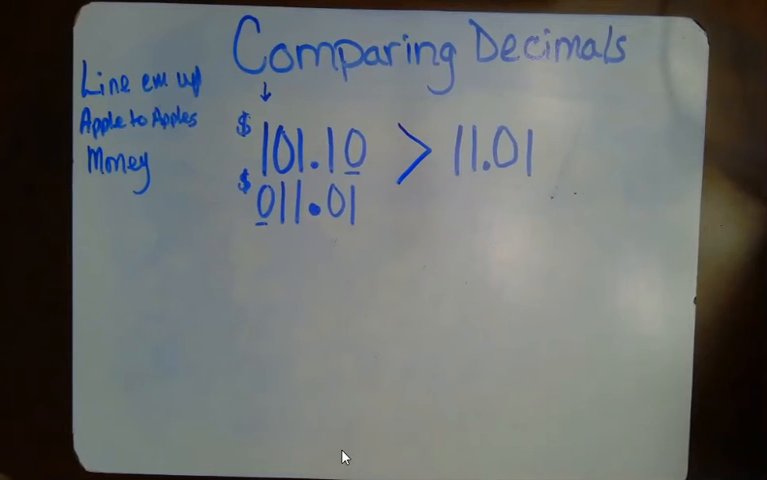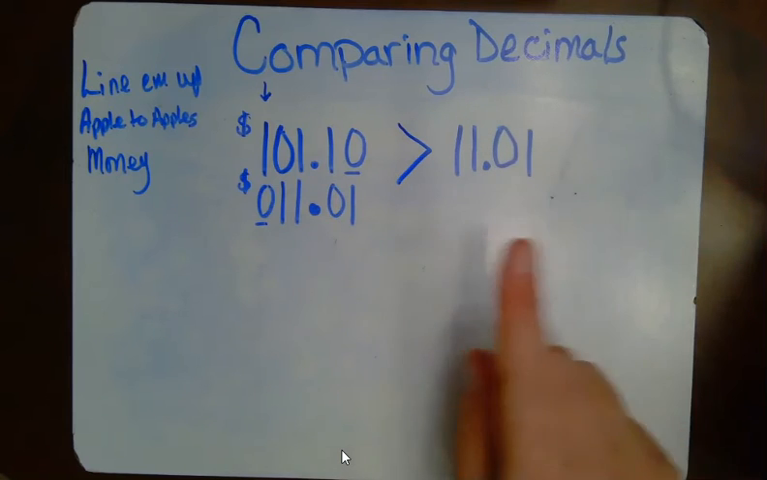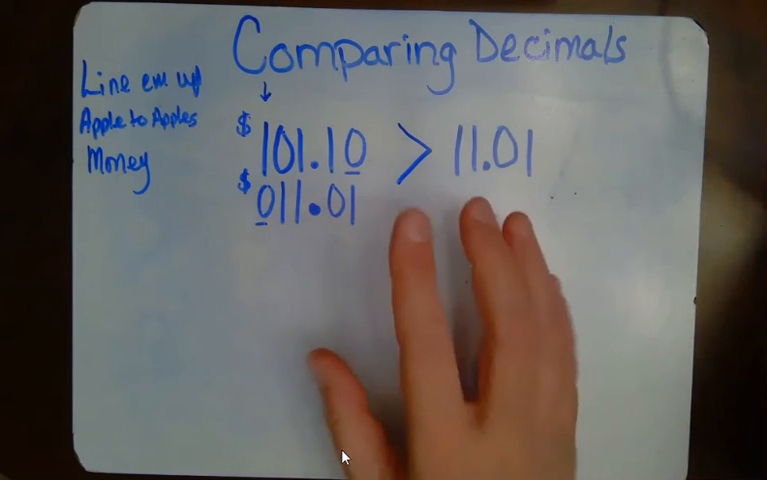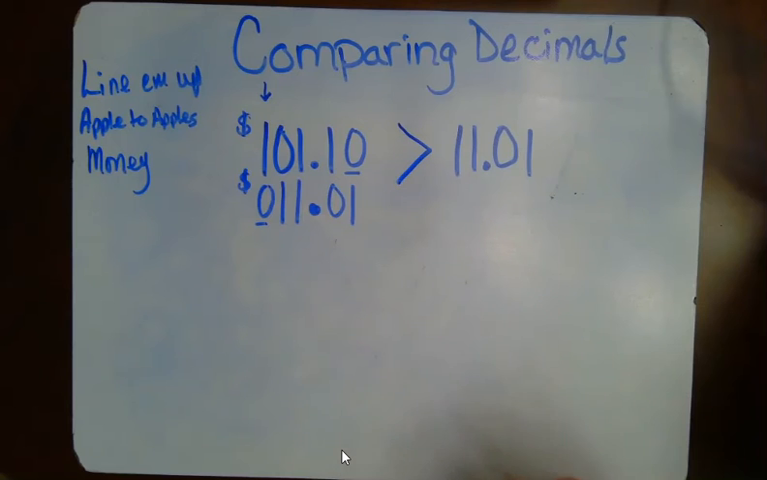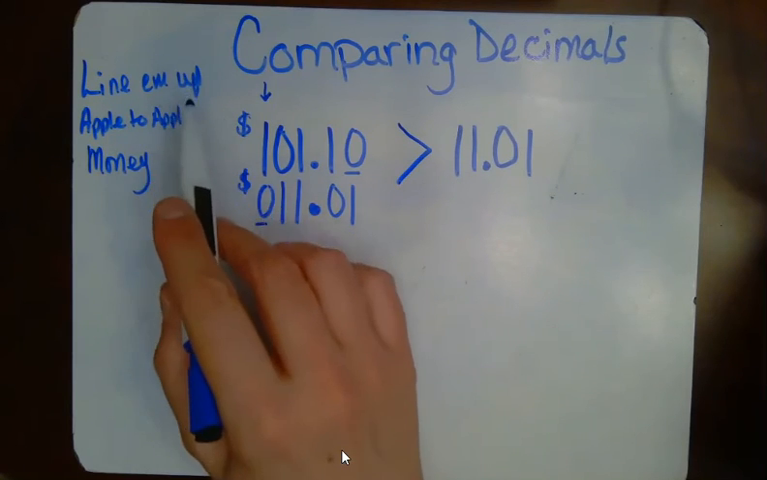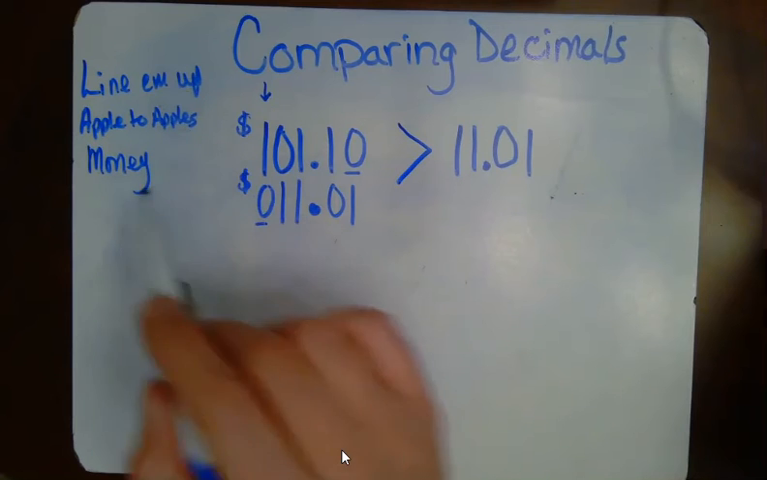And I've told you in class that for some reason, anytime that you're comparing numbers and there are zeros and ones mixed in, they become very confusing for students. So always remember to line them up, make them apples to apples, and think money.